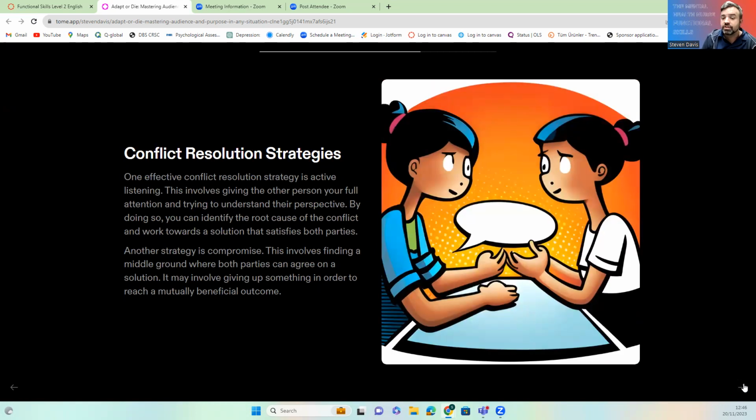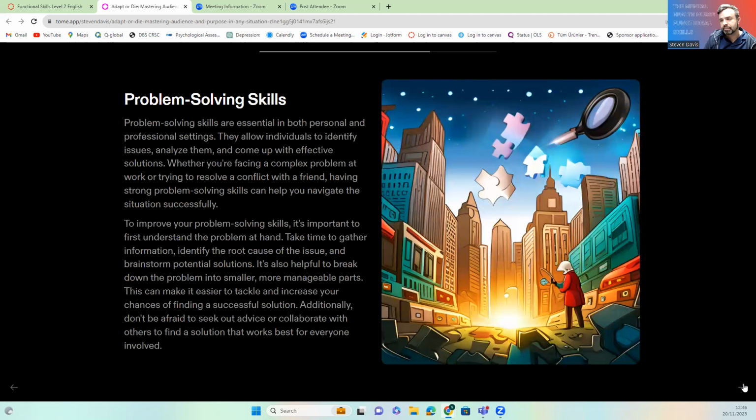So, conflict resolution strategies. One effective conflict resolution strategy is active listening. This involves giving the other person your full attention, trying to understand their perspective, and identifying the root cause. Remember, we talked about root cause, the seven whys. This can help to work towards a solution that satisfies both parties. Another strategy is compromise. This involves finding a middle ground that both parties can agree on. It may involve giving something up in order to reach a mutual benefit.